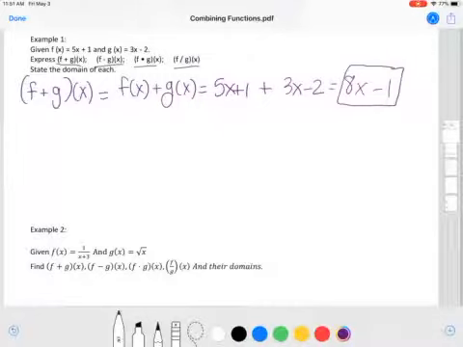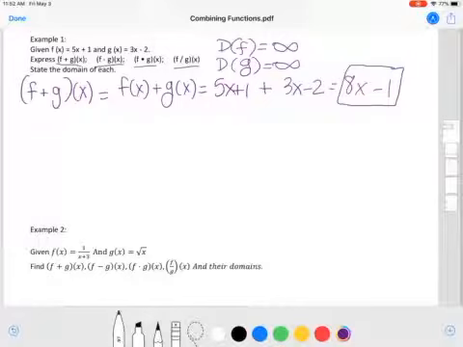Now my domain for f plus g of x would be where the domain of f and the domain of g intersect. What do they have in common? If I look at my domain of f, it's just a line, 5x plus 1. So my domain for f, let's write it up here, is all real numbers. My domain for g is also all real numbers. So they overlap with all real numbers. So my domain for f plus g is all real numbers.